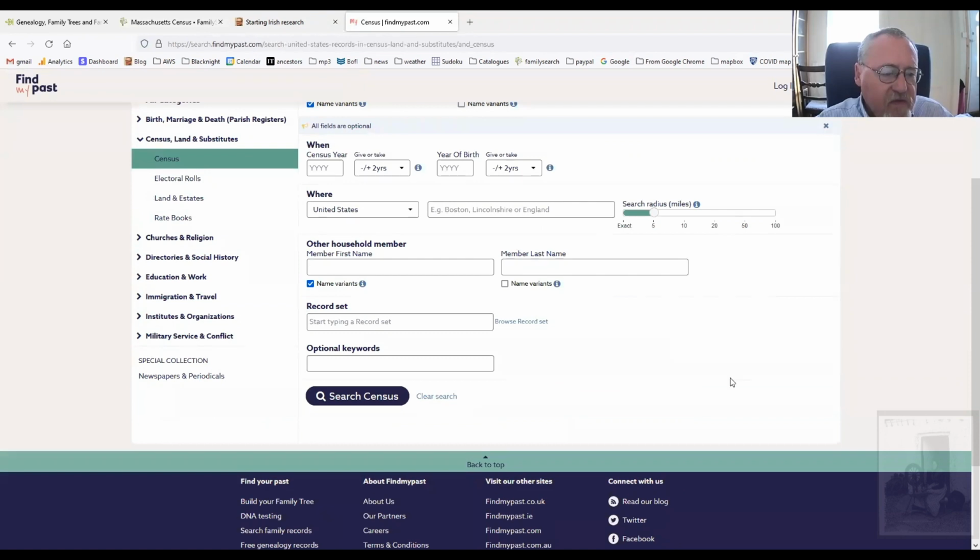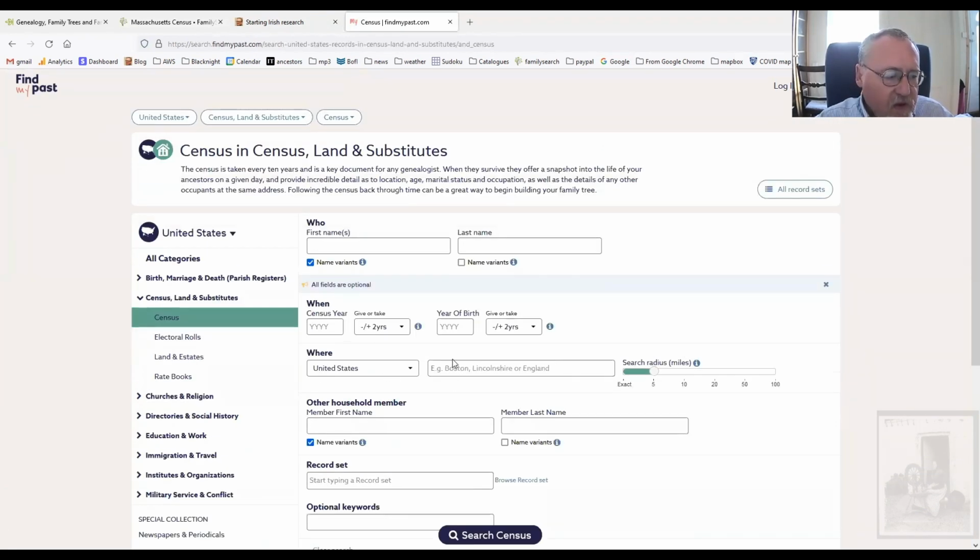Okay, the census records, they have a good collection. They're catching up with Ancestry, as it were, but I think Ancestry have a bit too much of a head start. So they're very much in second place compared to Ancestry.